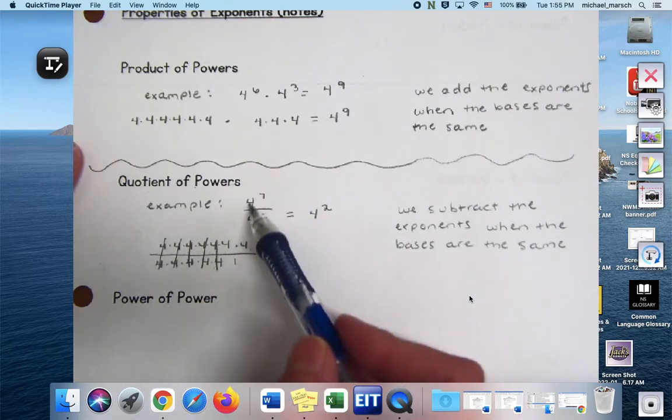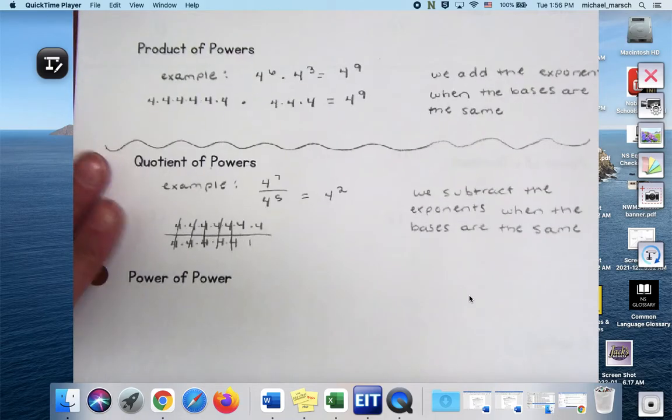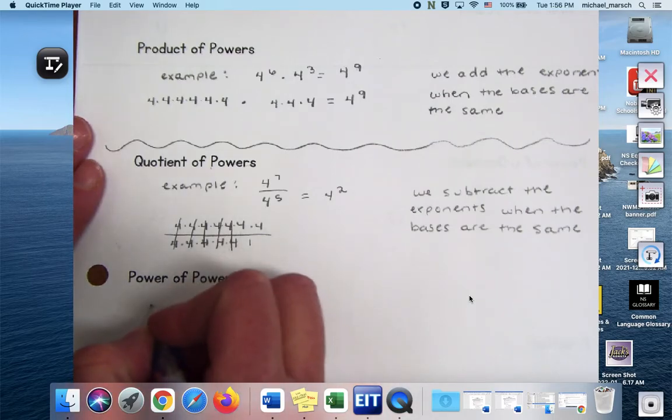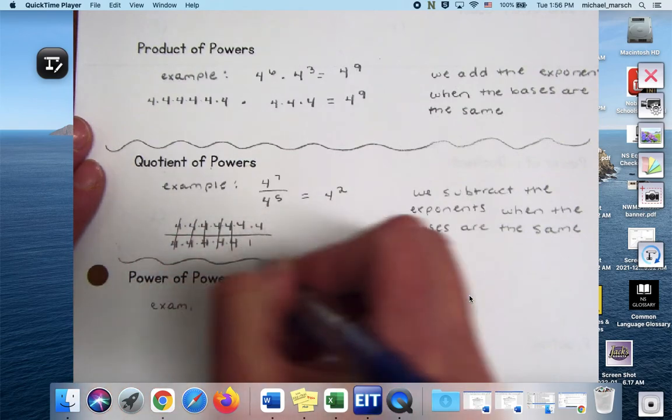Now I'm using the base of 4 for all of these. You're going to have bases that are letters, numbers, all the things. So this next one I'm going to use letters. Oops, let me do my squiggle.